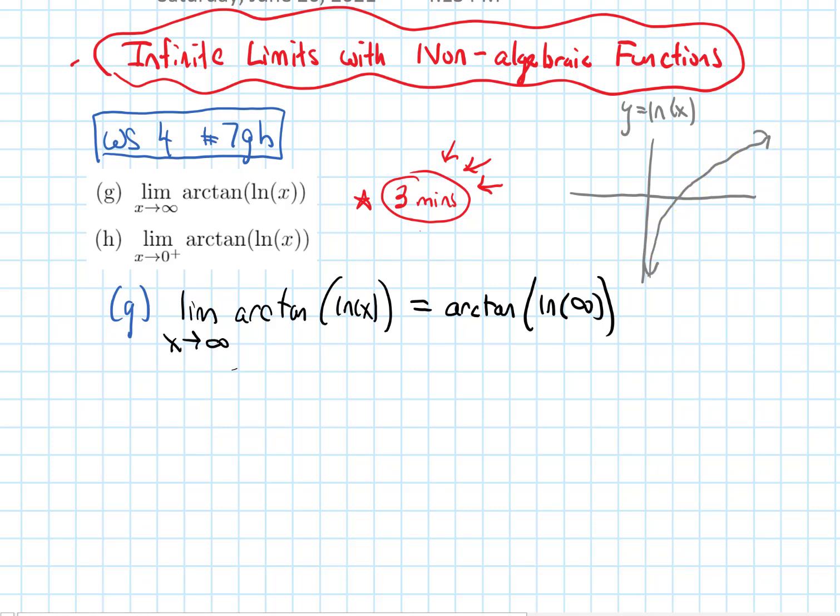And then I just think about what happens as x goes to infinity. As x goes to infinity, that is this part of the graph. And on that part of the graph, the y values are also getting bigger and bigger, going to infinity. So that is what ln of infinity is. So we get arctan of infinity. Now we need to know what that is.